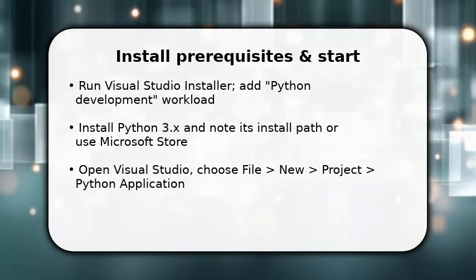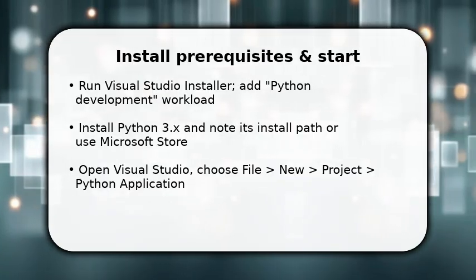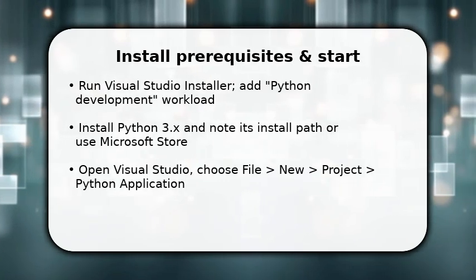Then open Visual Studio and create a new Python application project. This creates a solution, an interpreter reference, and a default script file so you can start editing immediately.